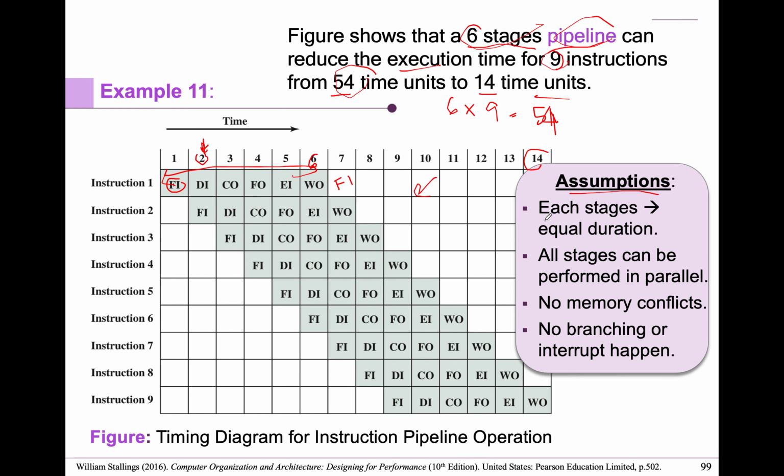So assumptions: each stage has equal duration. So let's say 1 second for FI, another 1 second for DI, another second for CO, another second for FO, EI, and so you assume that each stage has equal duration. All stages can be performed in parallel. No memory conflict, which means there is no conflict while you are doing this. All stages can be performed in parallel, meaning that every single instruction over here can be done in parallel, and no branching or interrupt happens while you are doing all these 9 instructions.